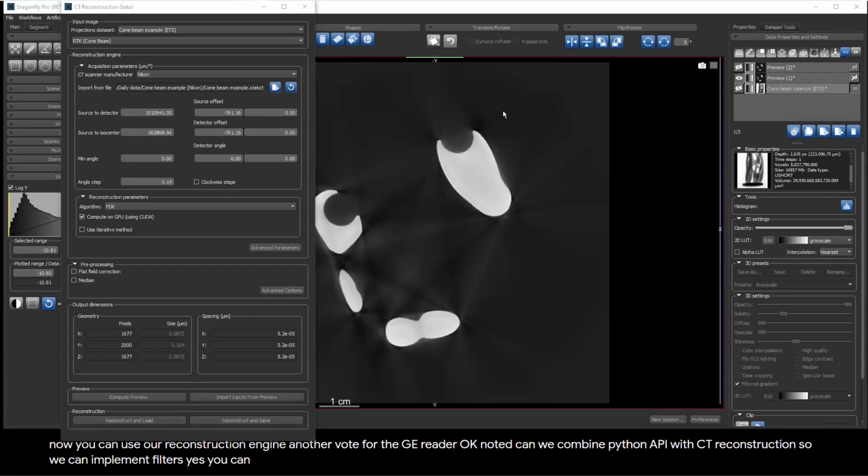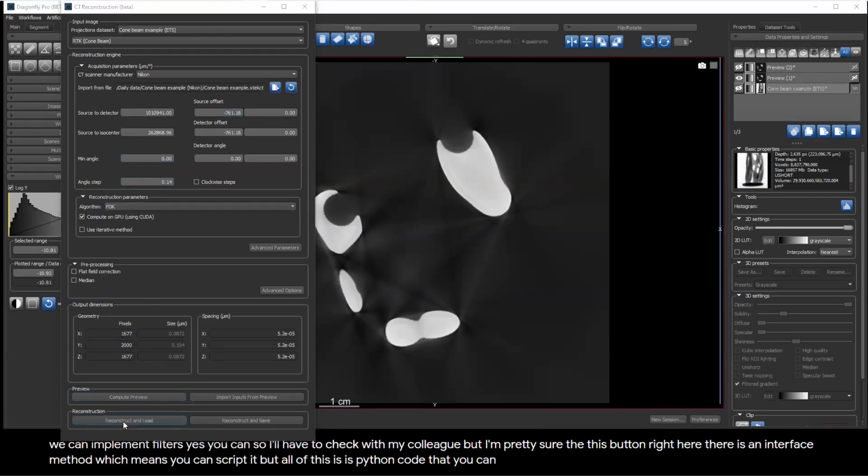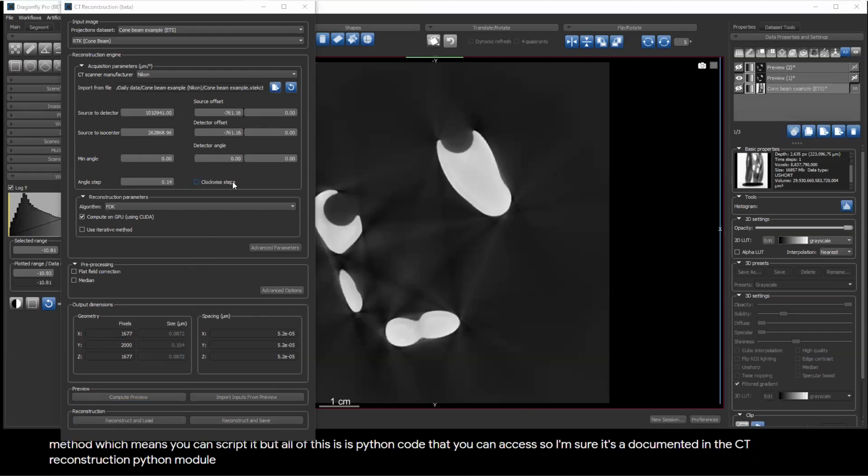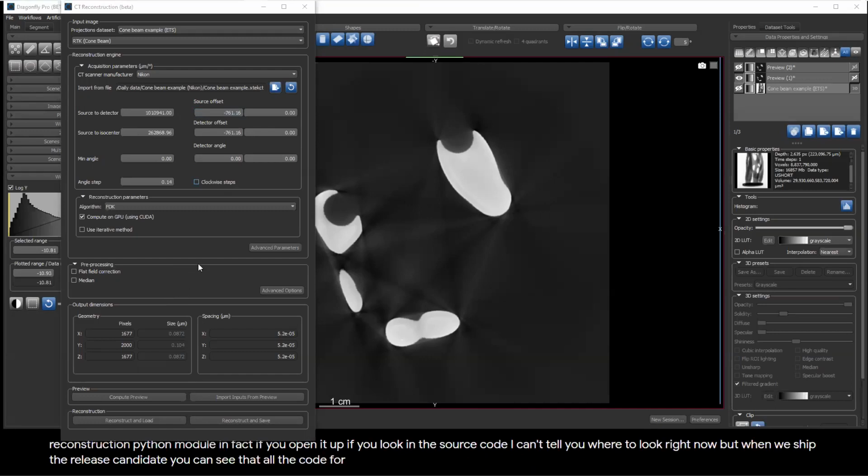Can we combine Python API with CTE Reconstruction so we can implement extra filters? Yes, you can. So I'll have to check with my colleague, but I'm pretty sure this button right here, there is an interface method, which means you can script it, but all of this is Python code that you can access, so I'm sure it's documented in the CTE Reconstruction Python module. In fact, if you look in the source code, I can't tell you where to look right now, but when we ship the release candidate, you can see that all the code for this is in pure Python.